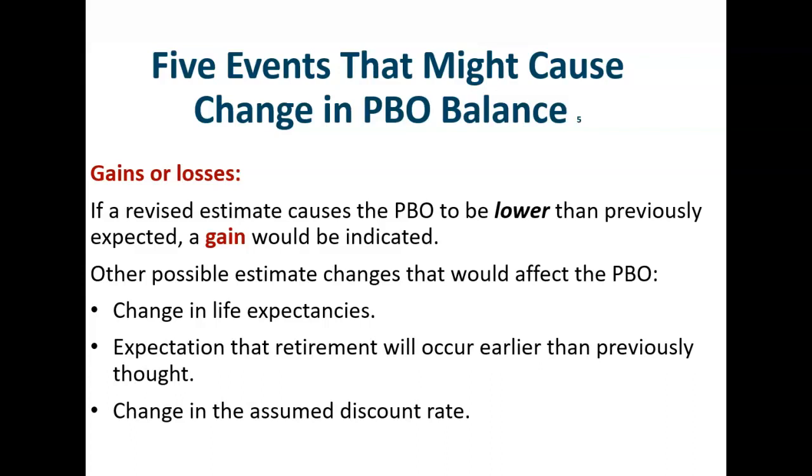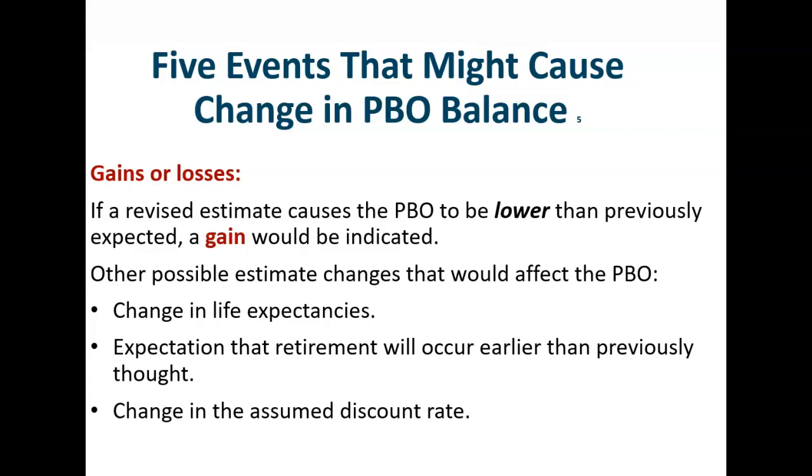The expectation that retirement will occur perhaps 2 years earlier than previously thought would cause the retirement period to be estimated at 22 years rather than 20 years, and the service period to be estimated at 28 years rather than the 30 years we've been using. The new expectation would probably also cause the final salary estimate to change. The net effect on the PBO would depend on circumstances.